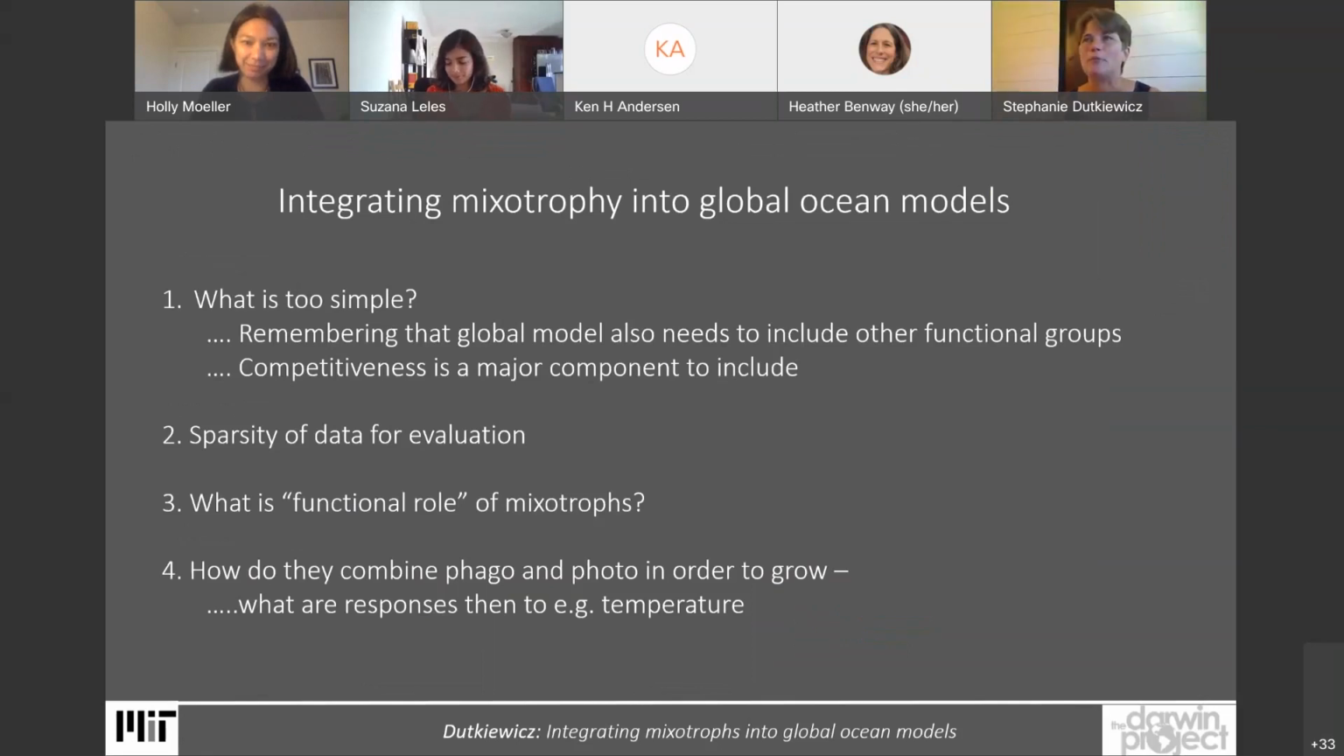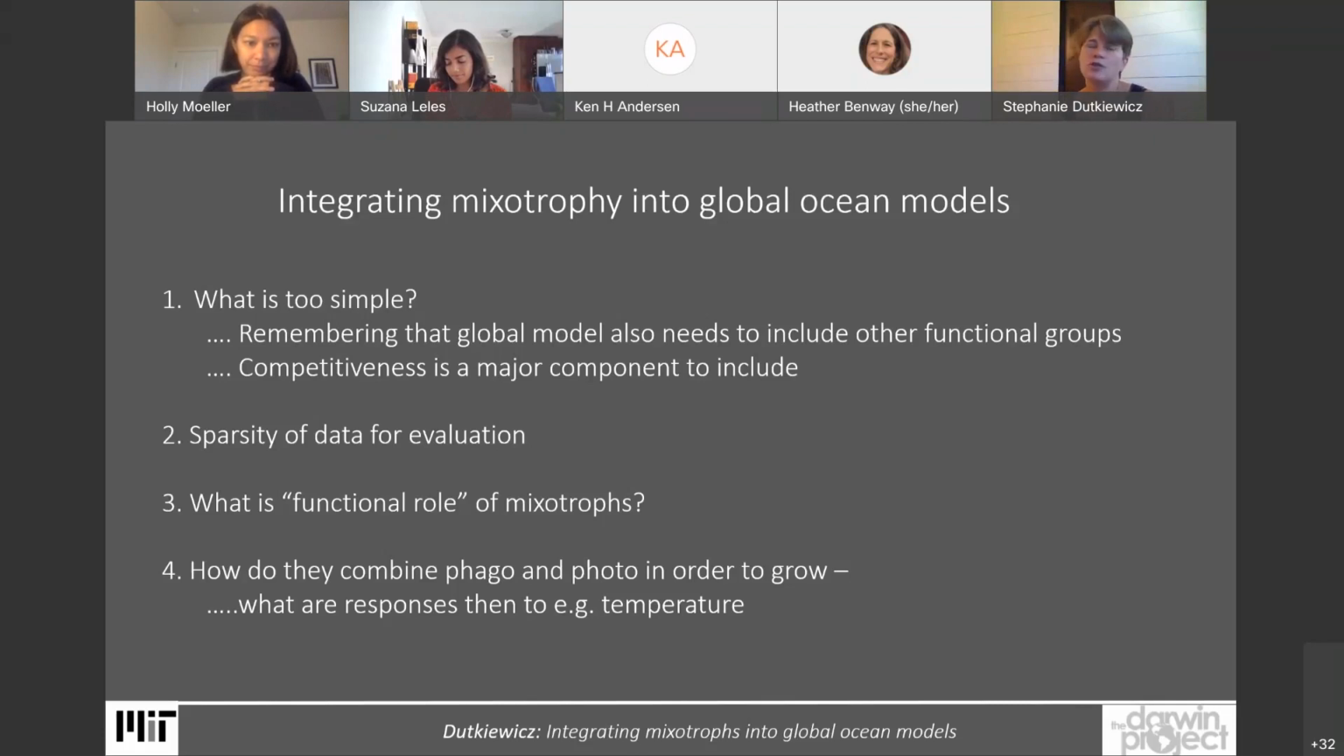So just to finish, and I am late, sorry, what is too simple? Remembering that global models such as the ones I'm talking about are not focusing on mixotrophy. They also have to include the competition with other zooplankton. The real query about how we're going to actually evaluate these models is the sparsity of data. This conundrum of what the functional role of mixotrophy is, sort of how my results cloud a little bit some of these other results we've seen before.